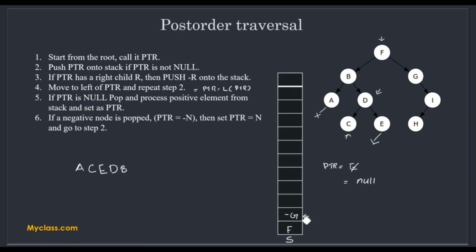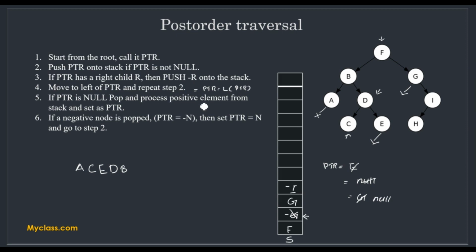Now our top of stack is minus G. If minus G is there, we want to set our PTR equal to G and push that PTR back to our stack. That is step 2. Then if PTR has a right child, we want to push minus I, then we are going back. If a left child is there, we want to go to that. Our PTR is now the left of G, but there is no left of G, so our PTR again became null.